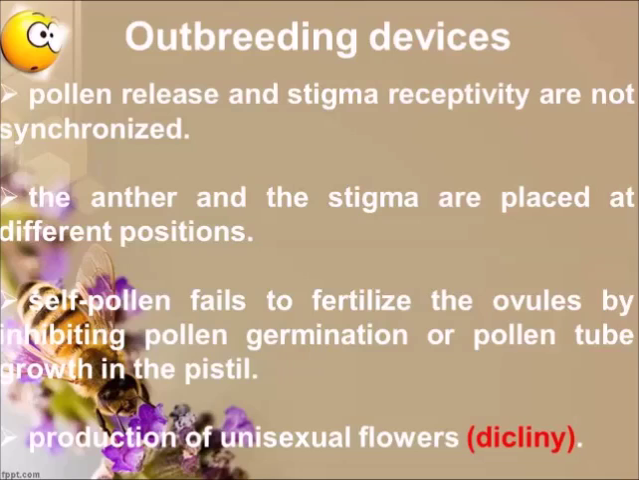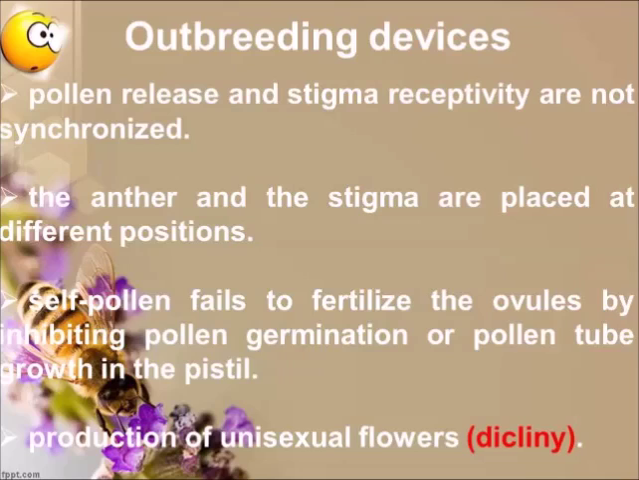For instance, in some species, pollen release and stigma receptivity are not synchronized. Either the pollen is released before the stigma becomes receptive, or the stigma becomes receptive much before the pollen release. In some other species, the anther and stigma are placed at different positions so that the pollen cannot come in contact with the stigma of the same flower. Both these devices check self-pollination.